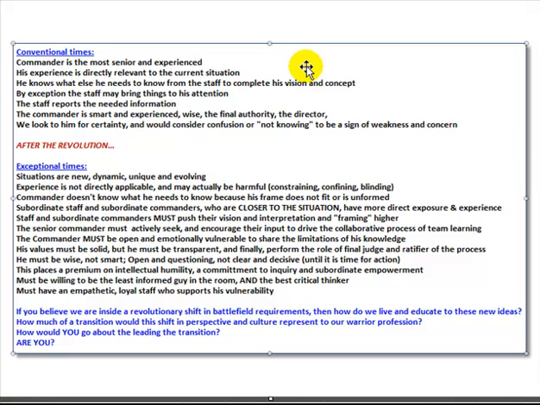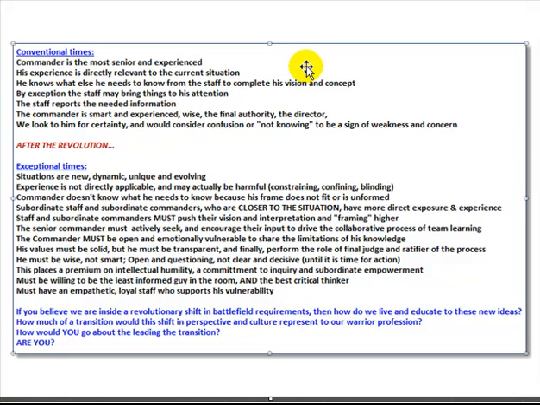He must be open and emotionally vulnerable now to share the limitations of his knowledge because he's dealing with a rank hierarchy and a culture of obedience where this is not a natural relationship between commanders and junior staff. He must have solid values so that we can rely on him, but he must be transparent and be ready to perform the role of final judge and ratifier of the group learning and team-based learning process. He must be wise and not necessarily smart. He must be open and questioning, not clear and decisive, until it's time for action.